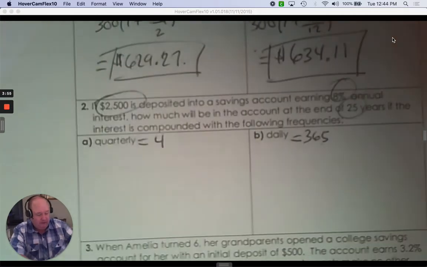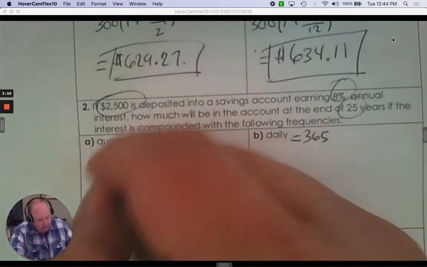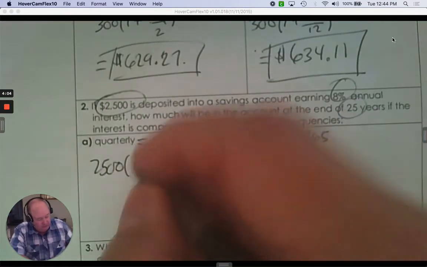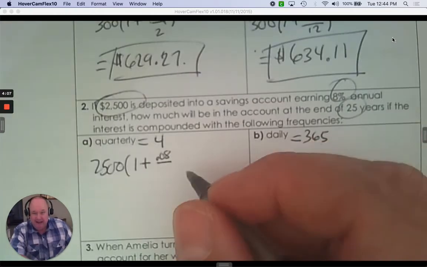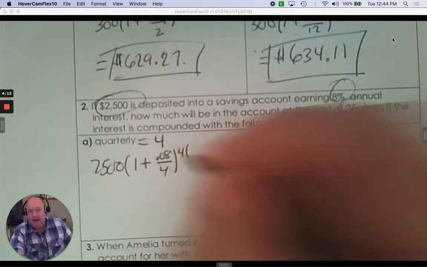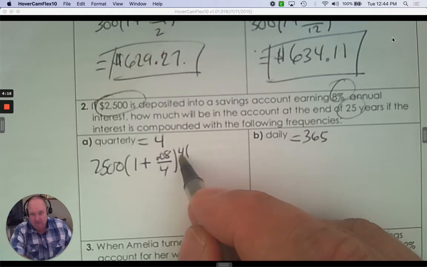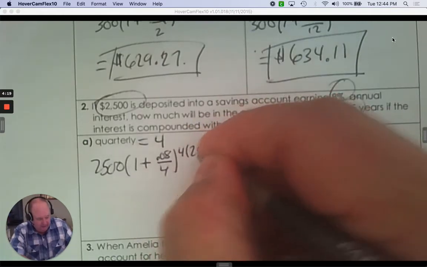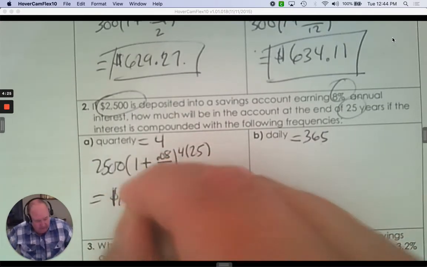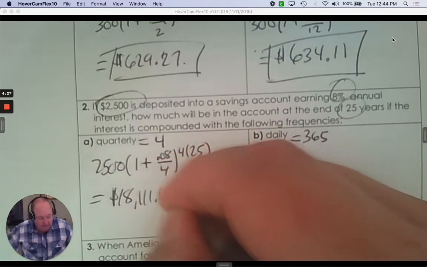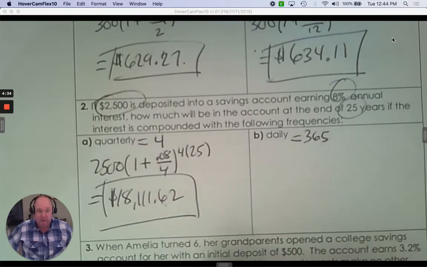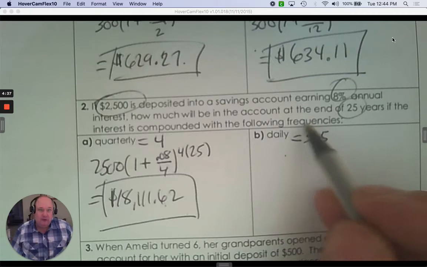The formula in this case, again, is how much are we starting with? 2,500. 1 plus the interest rate, which is 0.08, divided by how many times per year, which is 4. We write that down here and here, and then multiply 4 times how many years, which is 25. All right, use your calculator, and you would get the answer $18,111.62. Pretty good, right? You started with 2,500. That's what you end up with. Pretty good investment.